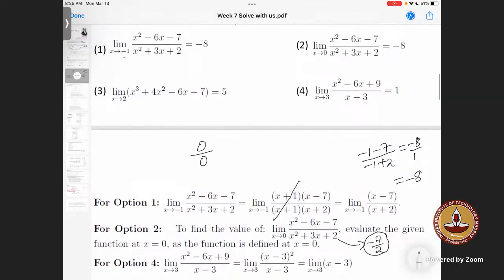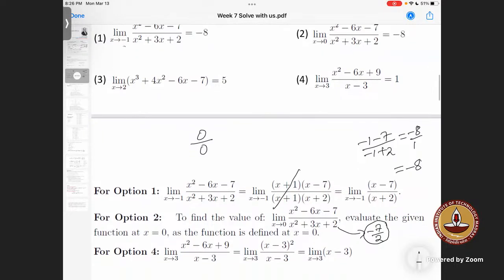For question 3, I think no problem, right? It is a polynomial function. You directly place the value there. If you place it and do that calculation, it will be fine.